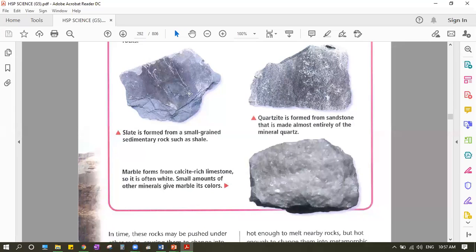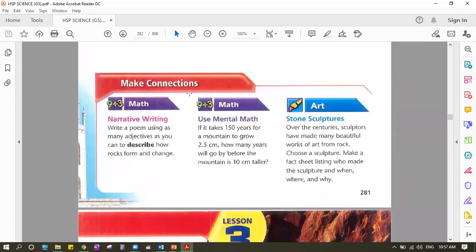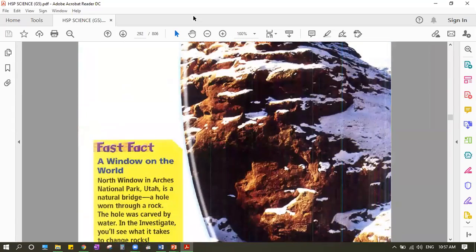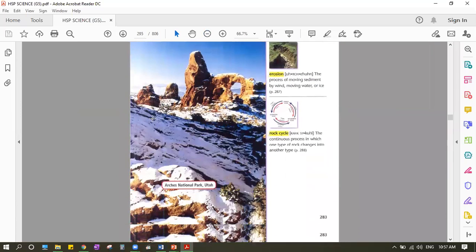So we use it to make a lot of roofs. Miss, I heard the word slate before. You what? I heard the word slate before. Because I mentioned it before.